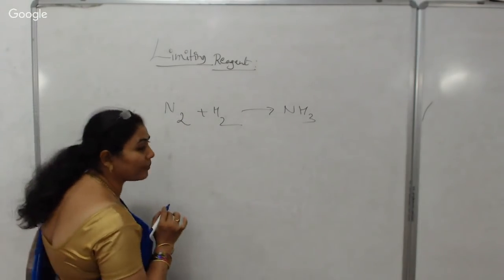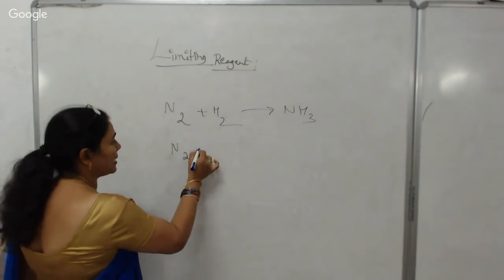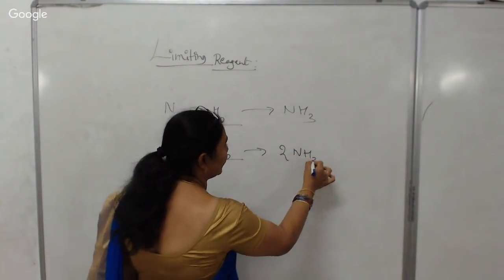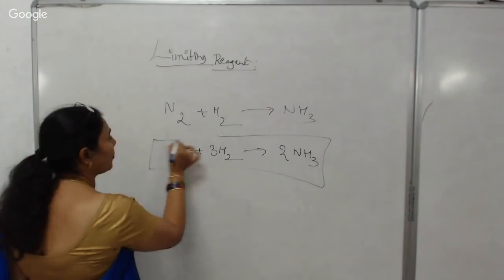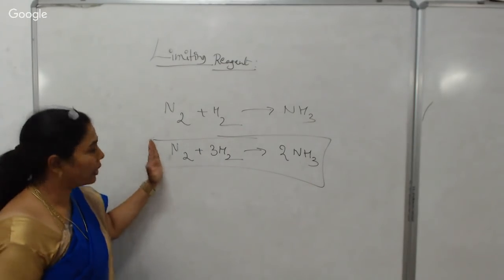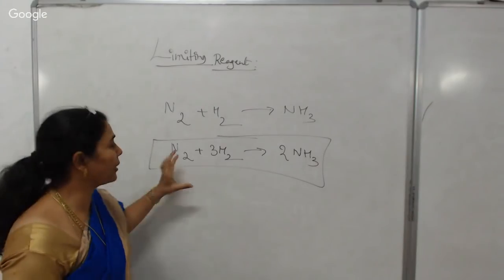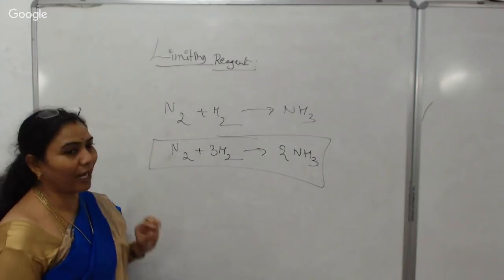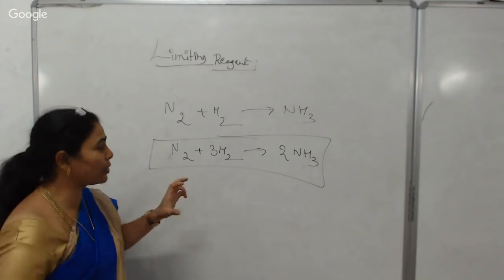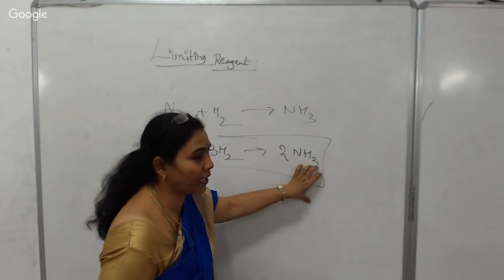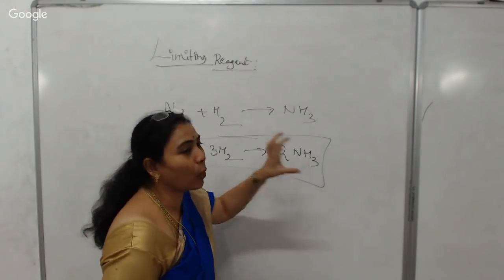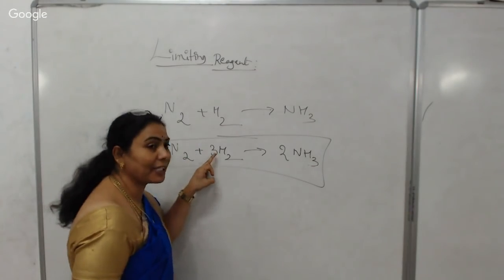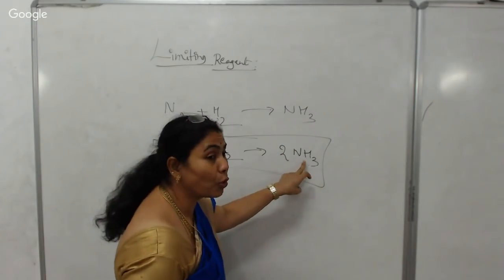I will tell you that. Now, what is the original equation? N2 plus 3H2 gives 2NH3. This is the perfect equation for forming ammonia. Means, for example, you have to take 1 cup of nitrogen or 1 mole of nitrogen. In normal language, I will tell: take 1 cup of nitrogen and mix 3 cups of hydrogen and you will get 2 cups of ammonia. Means almost the complete product you will get. Otherwise, 1 mole of nitrogen reacts with 3 moles of hydrogen and you will get 2 moles of ammonia.